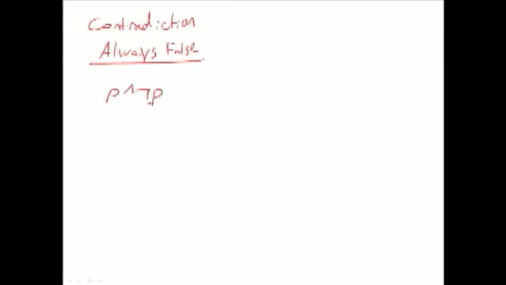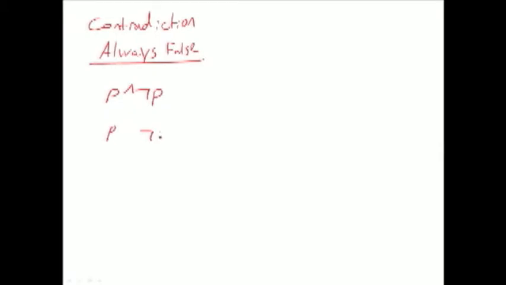Now, before we explain what proof by contradiction is, we have to explain what contradiction itself is. A contradiction is a proposition that is always false. That means it's two or more statements that negate each other. For example, the statement P and not P.